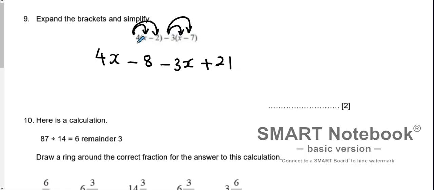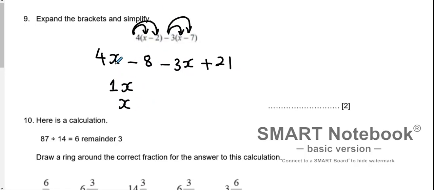Let me check it again. 4 times x is 4x. 4 times negative 2 is negative 8. Negative 3x plus 21. Then you collect like terms. 4x minus 3x is 1x. Or you can simply write x.